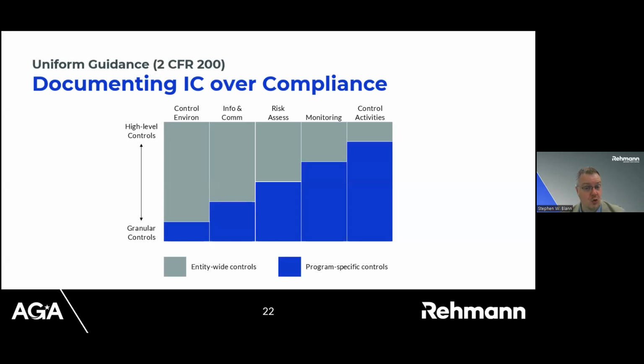On the flip side, control activities, those specific policies and procedures we put in place to respond to specific known risks, it's really difficult for those to be entity-wide at all. Those have to be very tailored, very specific. So it's sort of a progression where your documentation will tend to be a little more entity-wide on one end of the spectrum and very grant-specific focused on the other.